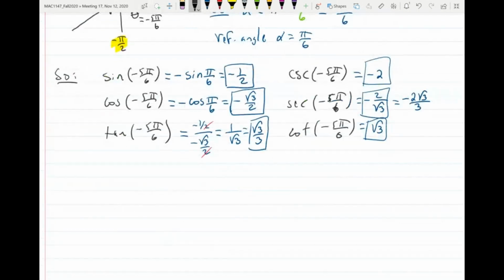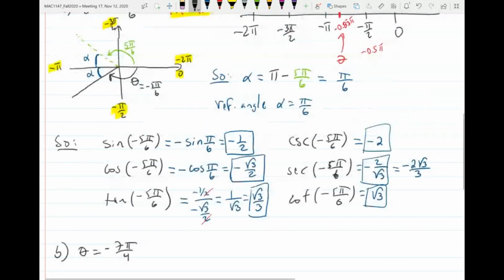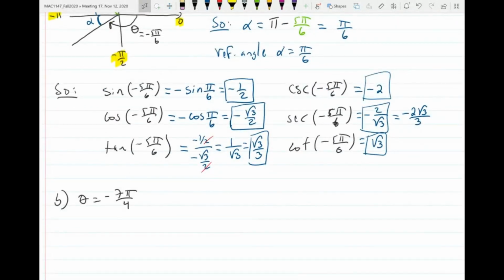Okay. Let me give you one for you to try. How about theta equals negative 7 pi over 4. You have 4 minutes to work on this one. For this angle, find all the trigonometric functions. And remember, do not use a calculator. Do it by hand like we just did. You first need to figure out the quadrant, then find the reference angle, and then you can write down the answers to all the functions, okay?